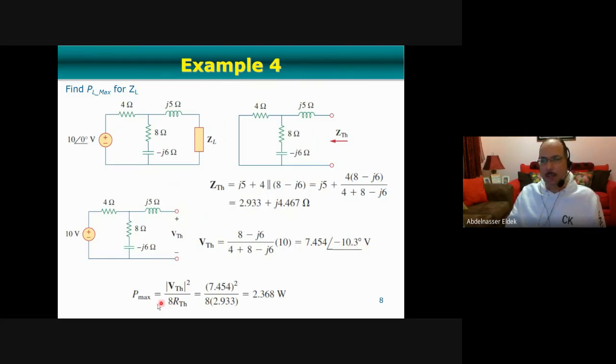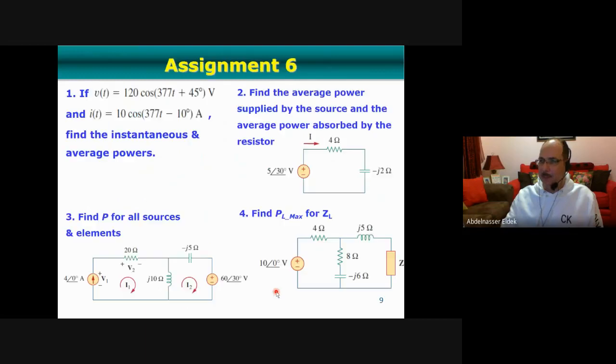Then the Pmax equals what here? Pmax equals Vth squared, which is 7.454, divided by 8 times Rth, which is 2.93. Then this will give you the maximum power in the load. But the load here is a conjugate of the Thevenin impedance.